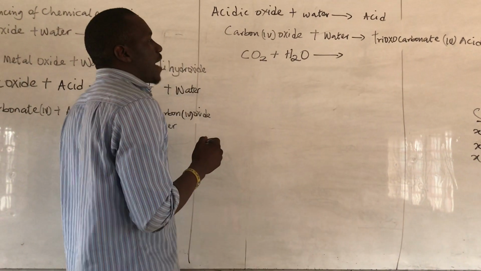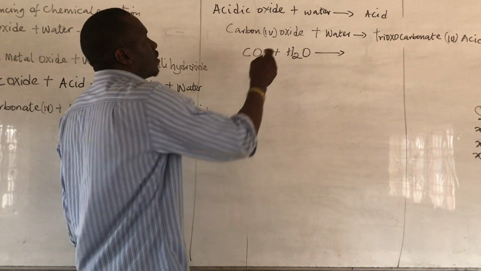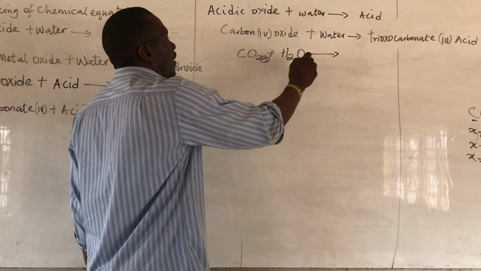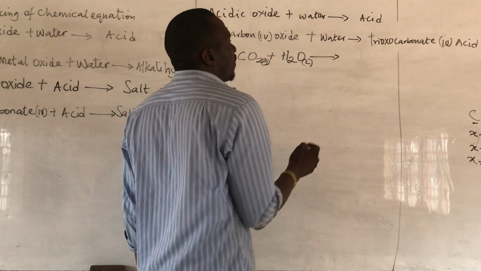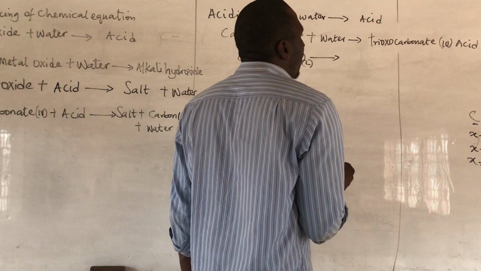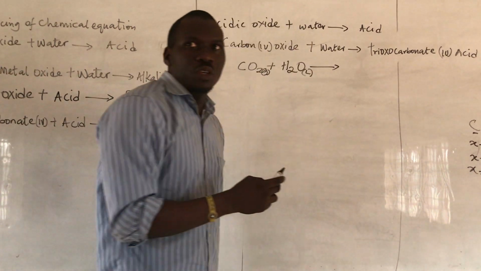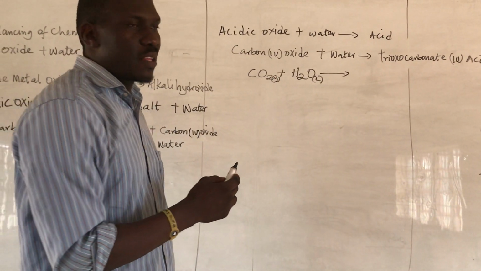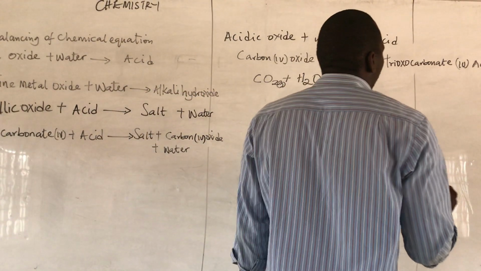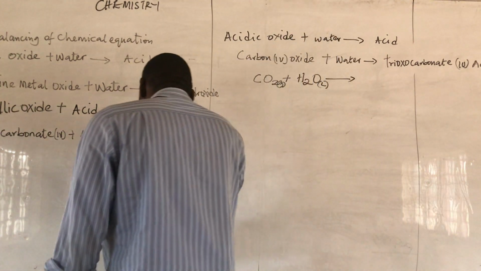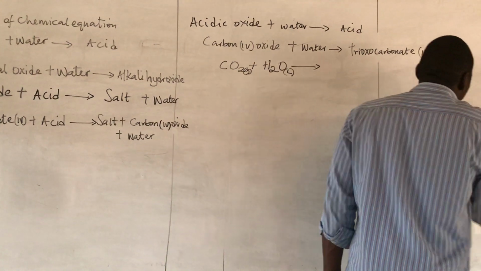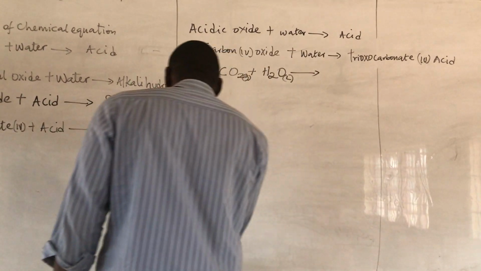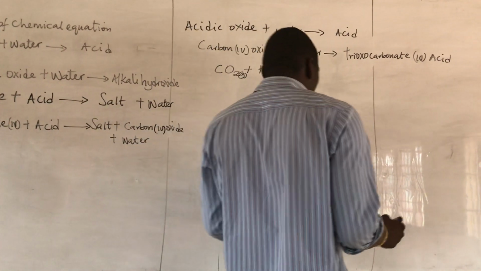Carbon 4 oxide plus water, generally H2O. Don't forget, I told us we'll learn to write the states of the element or the compound. Now, to give us trioxocarbonate 4 acid. Don't forget, when we are naming, I told us you don't mention hydrogen in case of acid.